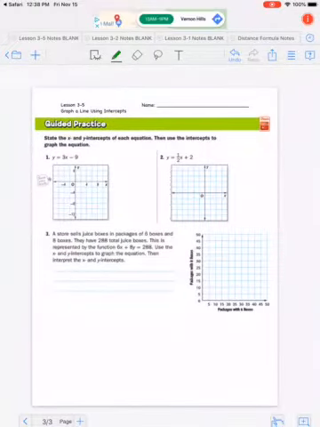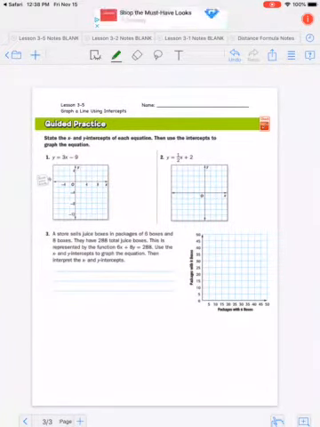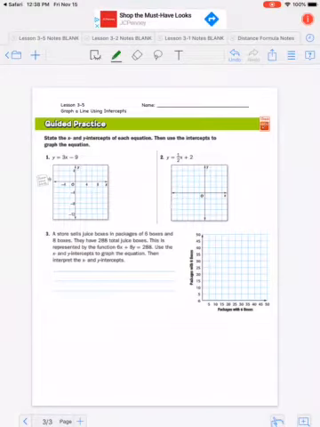This is your guided practice. I would like you to go ahead and check the key on Canvas after you have completed these problems.